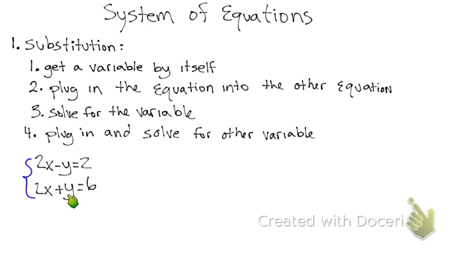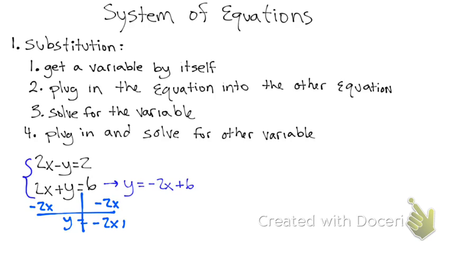So I'm going to choose the bottom equation. y is kind of by itself already. It just has this 2x in front of it. So we have to cancel out 2x. The way you cancel out a positive 2x is by subtracting 2x on both sides of the equation. So y equals negative 2x plus 6. It doesn't matter where you put the 2x. I stuck it in front. You can put it in the back, it doesn't matter.